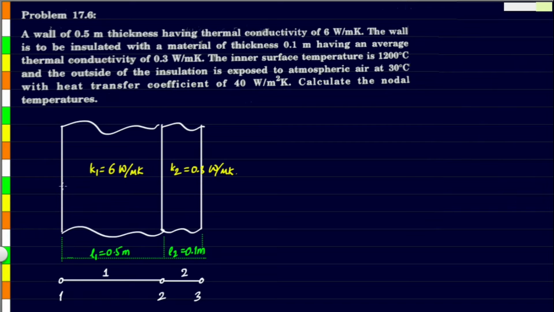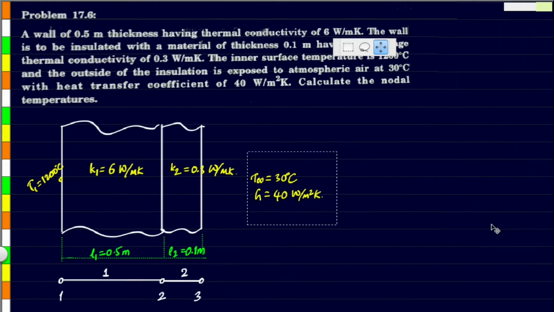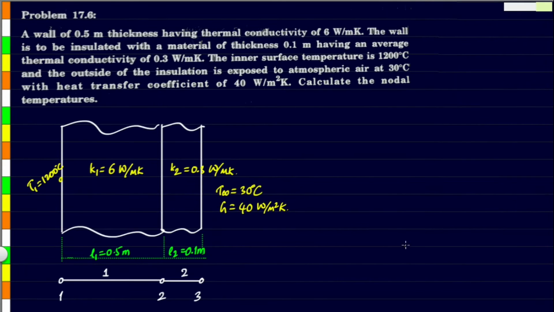We have been given the inner temperature. So the value of temperature here at T1, that's 1200 degrees Celsius, and the ambient temperature, which is written as T infinity, atmospheric temperature, which doesn't change no matter how much heat is removed or added to it, that's 30 degrees Celsius. And the heat transfer coefficient at the outer surface has been given as 40 watts per meter square Kelvin. So starting with this data, we should be able to find the temperatures located at all the nodes.